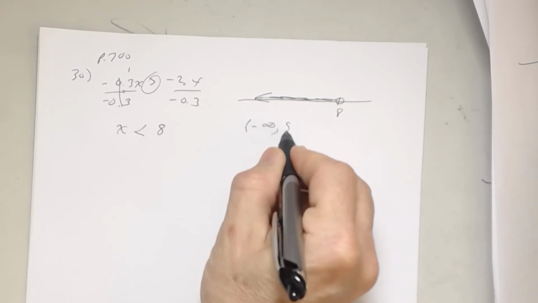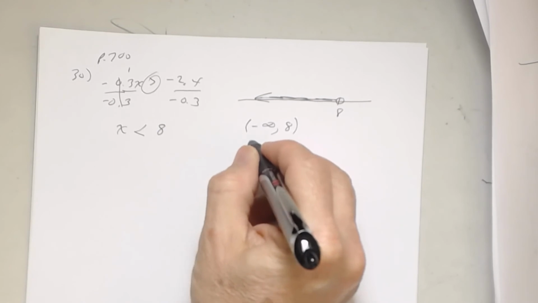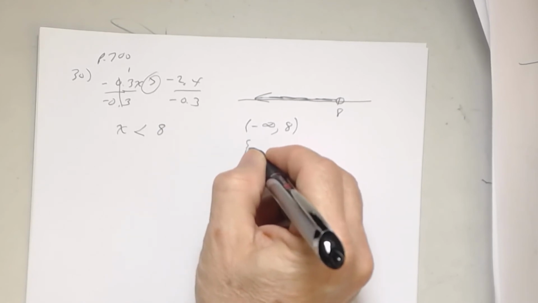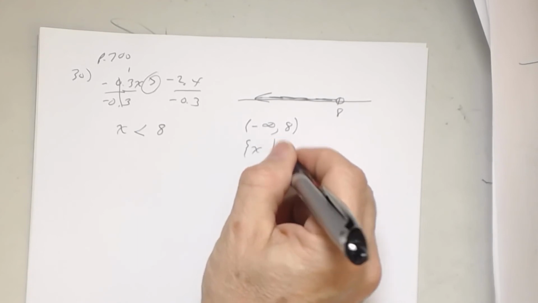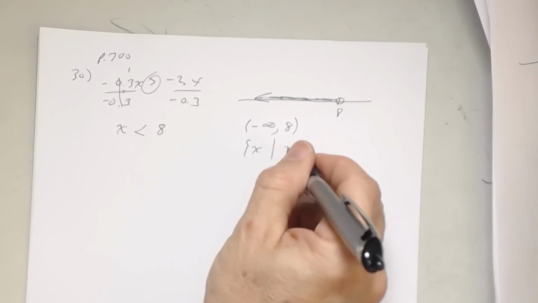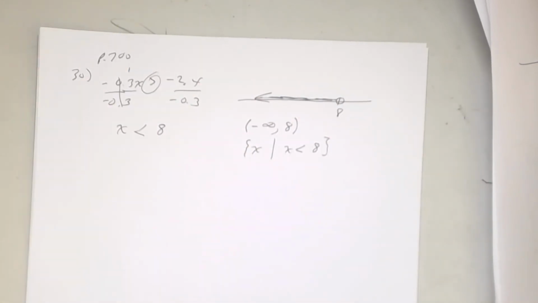Solution, your interval notation? With a parenthesis, right? Set notation? So the set of, and then your variable is x, correct? And your x's have this form. It must be any number that is less than 8. So the set of x's such that x is less than 8. Okay. All right.